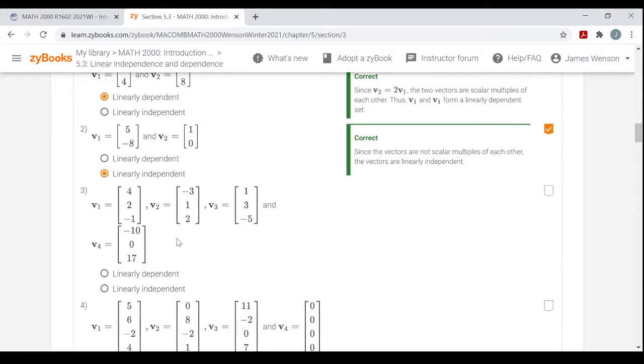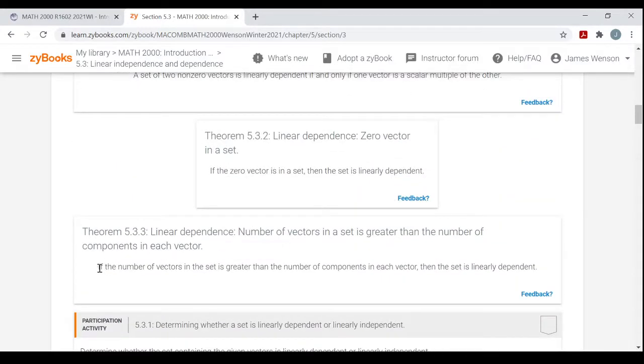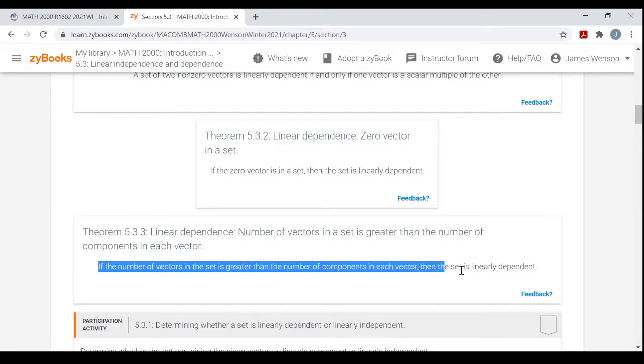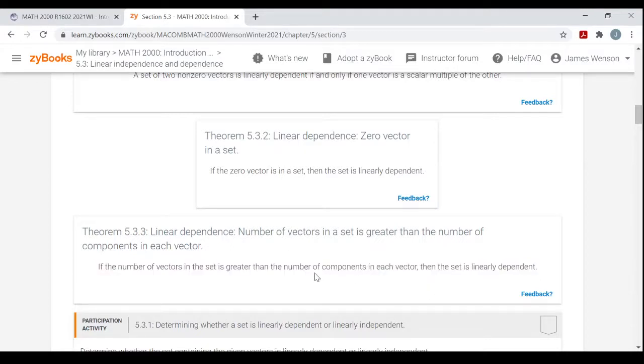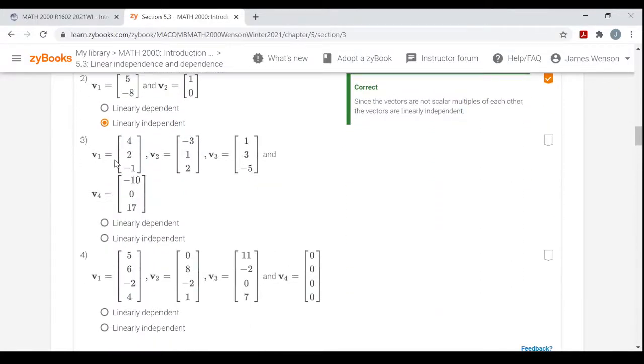All right, and then this third part ties into this statement here, right? If the number of vectors in the set is greater than the number of components in each vector, then the set will be linearly dependent for certain. Because again, you'll have at least one column that's not a pivot column when you put your matrix into echelon form or reduced echelon form. So that's what they're kind of getting at here.